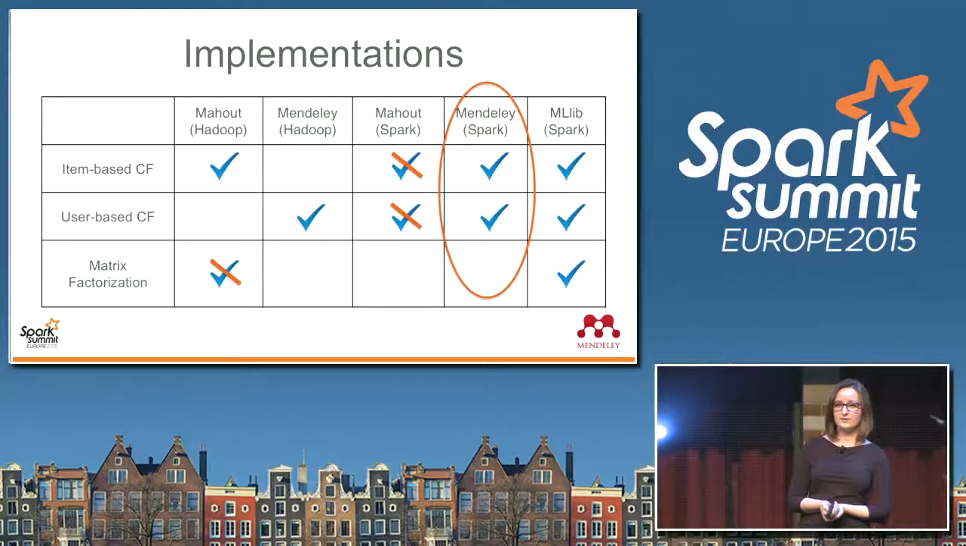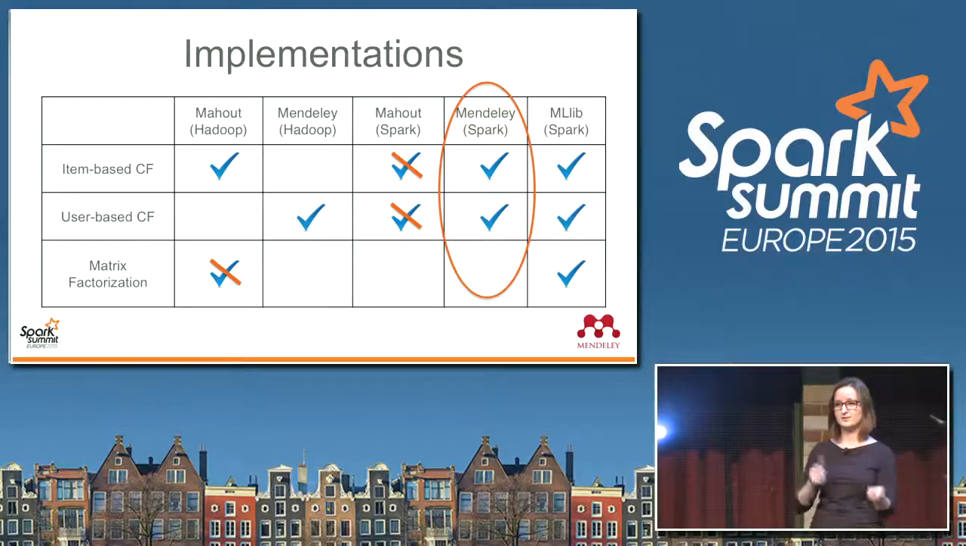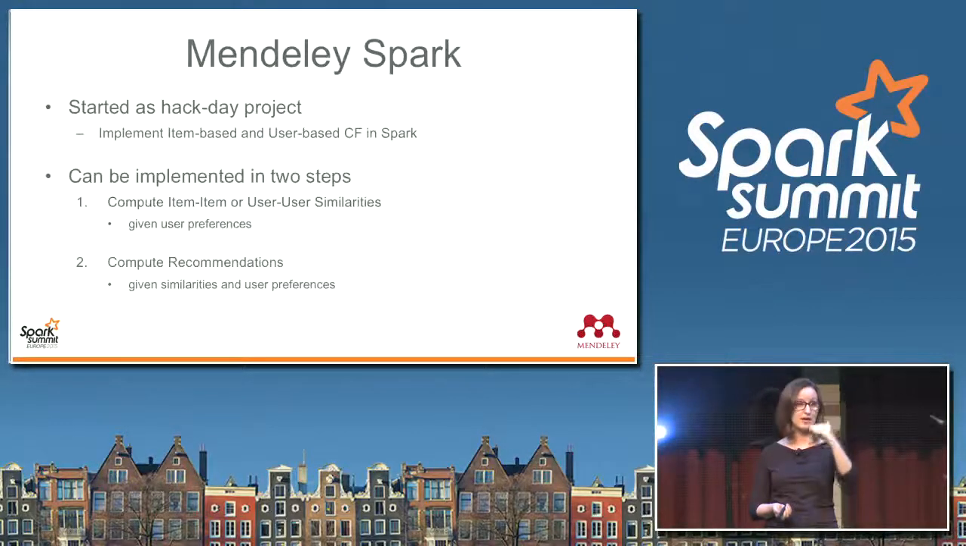So on one of our hack days, I have to explain to our engineers quite often how collaborative filtering works: item-based, user-based, matrix factorization. And we were all trying to learn Spark. So we said, OK, let's give it a go and try to implement it. It's not that complicated to implement in terms of just the algorithm itself.